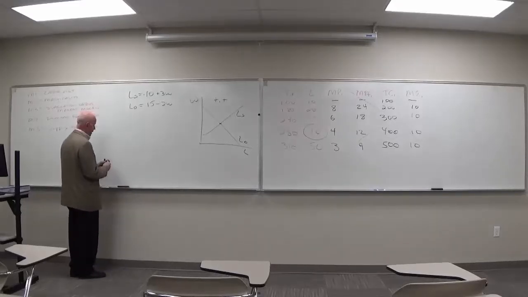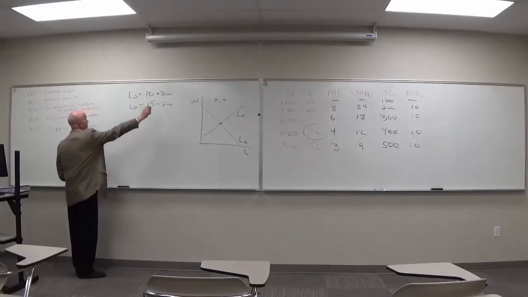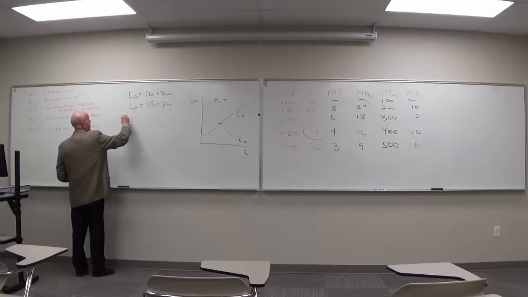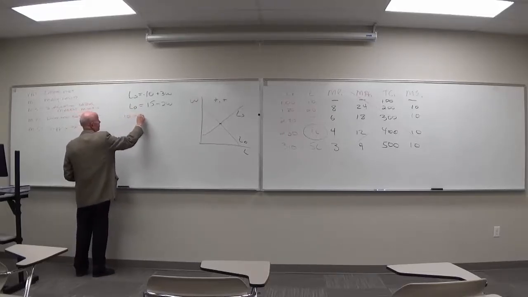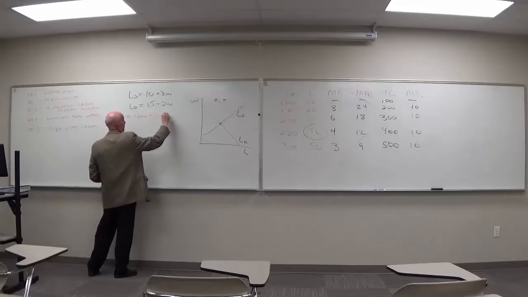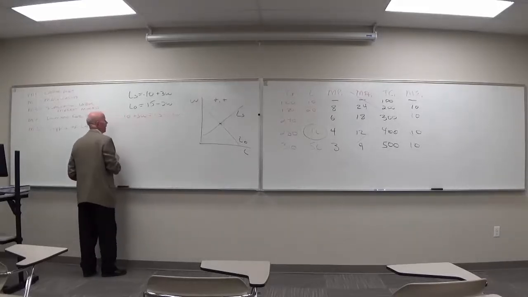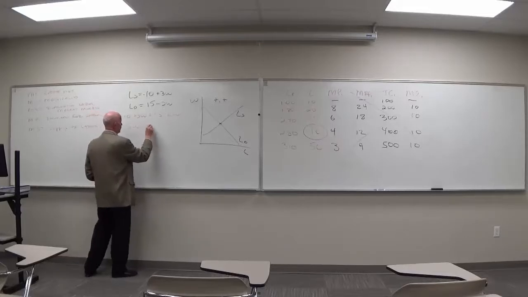So here, I'm going to go ahead and find my W star and L star. Negative 10 plus 3W being equal to 15 minus 2W. So I know I've got 5W is equal to 25. W is equal to 5, and that happens to be W star, right?